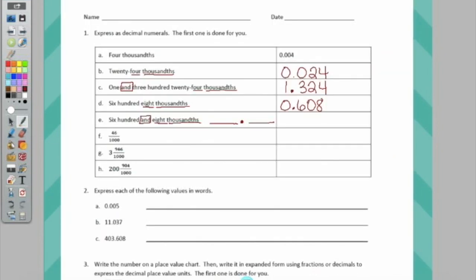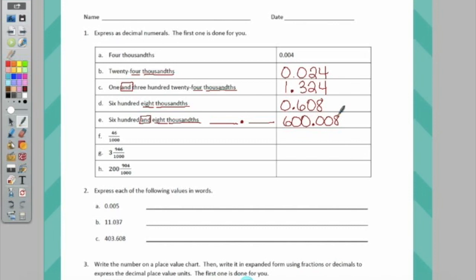How those two are different? It's all about the word and. And what the people that write these questions are assuming is that you're just going to read over the word and not realize it's there, or think it's there when it's not.